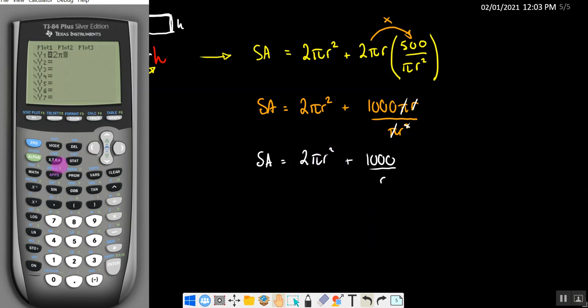X. Just x or x squared? Yeah. Plus, so I'm going to put in my fraction thing, just so there's no issues at all. 1000 divided by x. Enter. All right, I'm going to graph it.